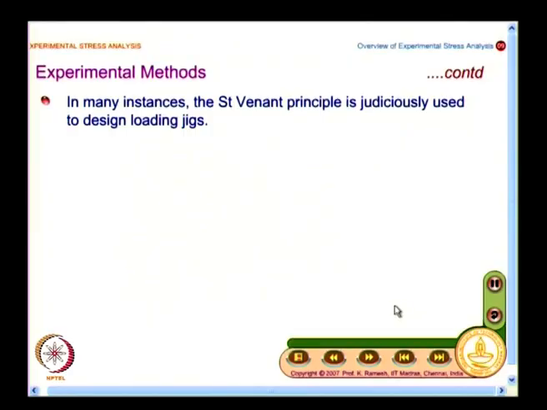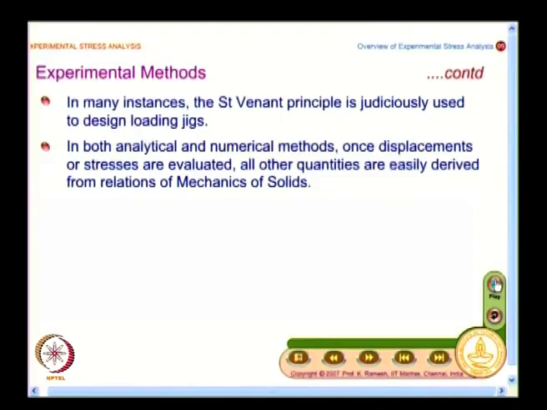This is where you have the famous Saint-Venant principle that is required. In many instances in designing loading jigs, you use the Saint-Venant principle. What it says is that at distances away from the point of loading, the distribution is similar to what we finally want. So, you will have to use the Saint-Venant principle and design your loading jig appropriately, so that it simulates the service load condition as closely as possible.